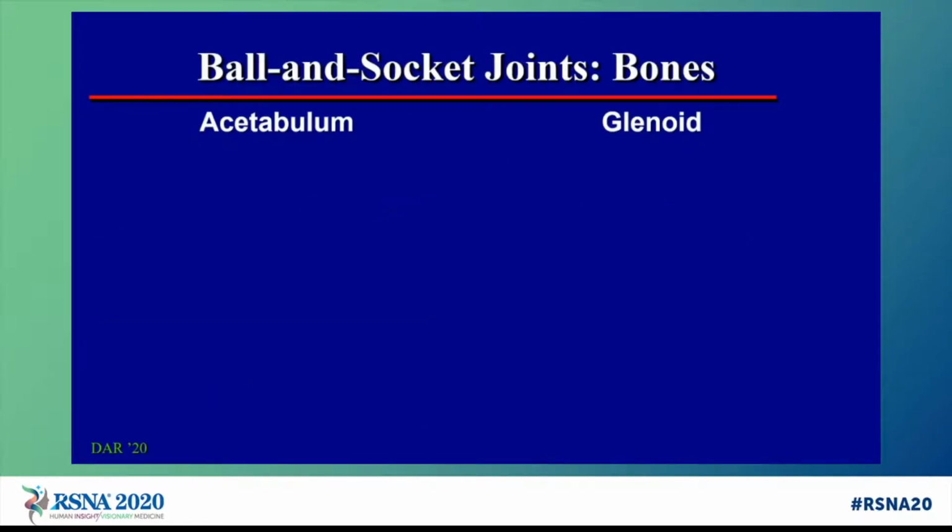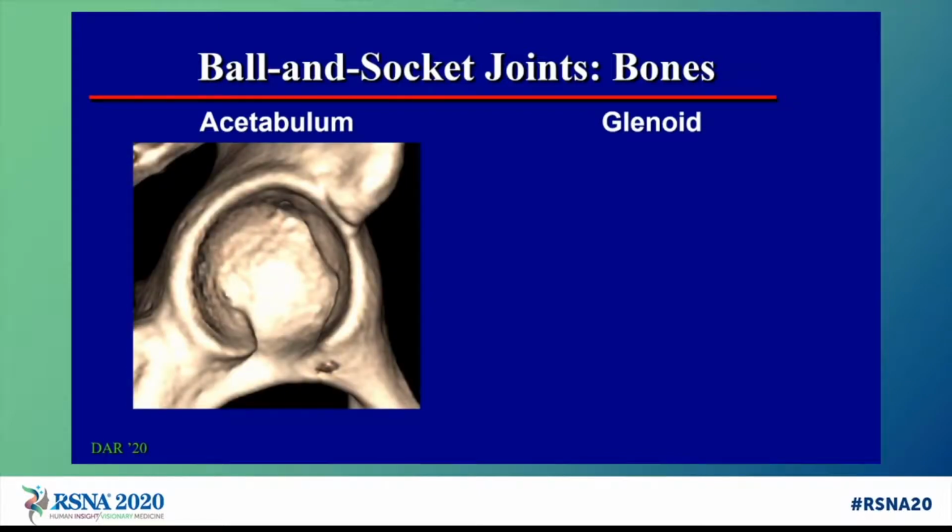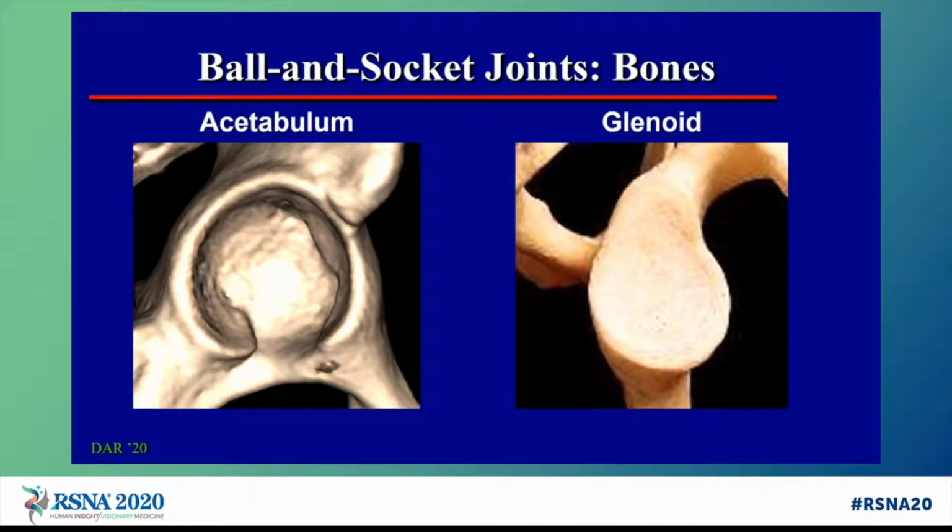If we look at the two main ball and socket joints in the body, they are the hip and the shoulder. In the hip, we have the acetabulum, which is a horseshoe-shaped, fairly deep bony socket, compared to the glenoid, which is reniform and relatively shallow, and that reflects their different functions. The acetabulum is designed for stability, the glenoid for mobility, allowing the arm to move freely.